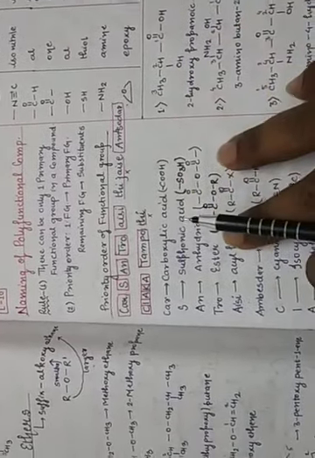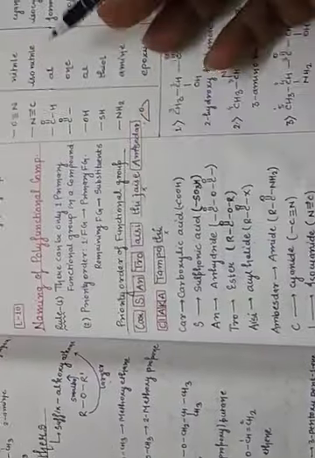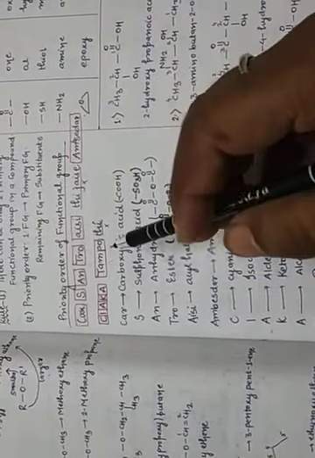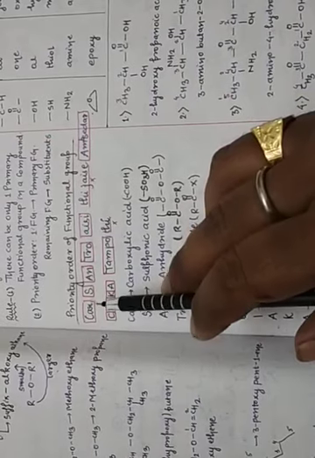Suppose there are different types of functional groups. How can you learn and check which functional group has more priority? There's a simple trick.